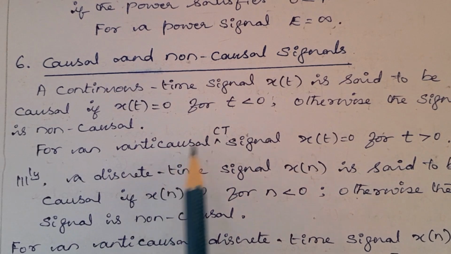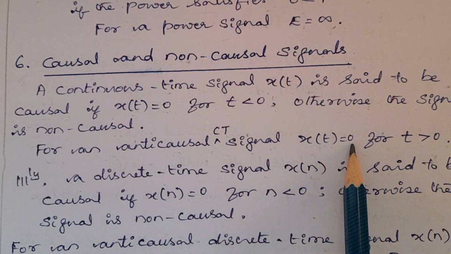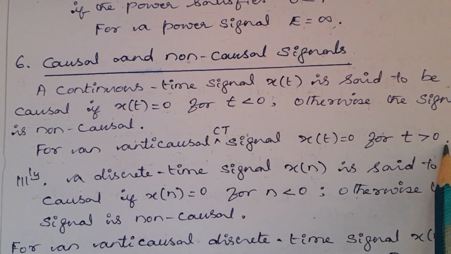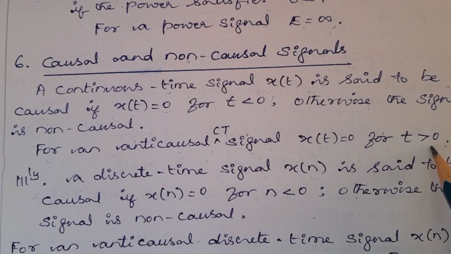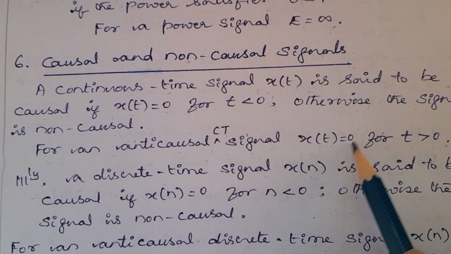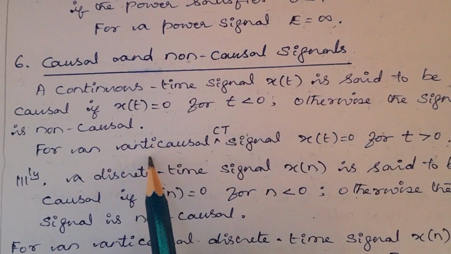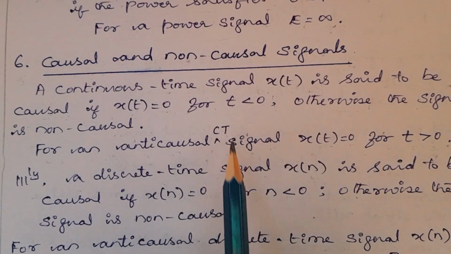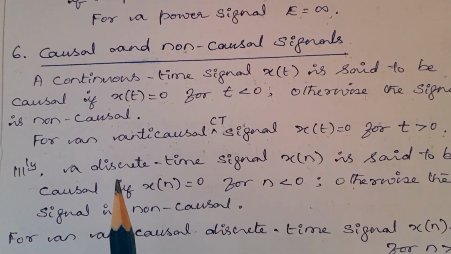For an anti-causal CT signal, x of t equal to 0 for t greater than 0. T greater than 0 means, when t is positive, if x of t equal to 0 comes, that signal we call as an anti-causal CT signal, continuous time signal.